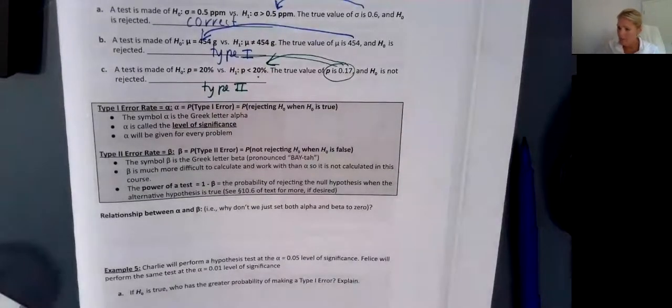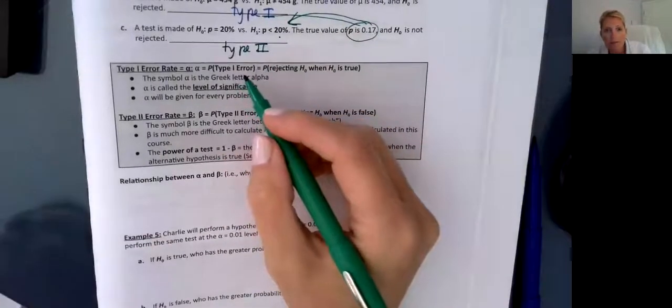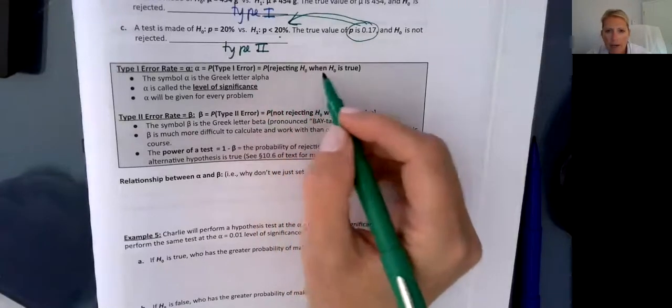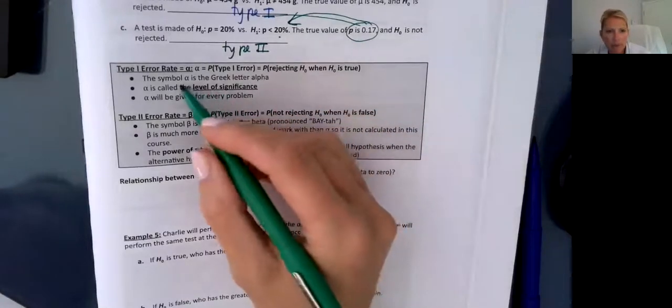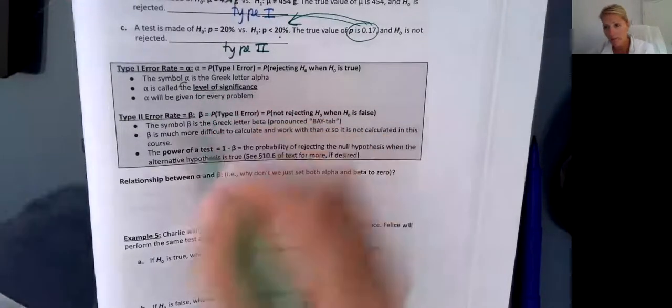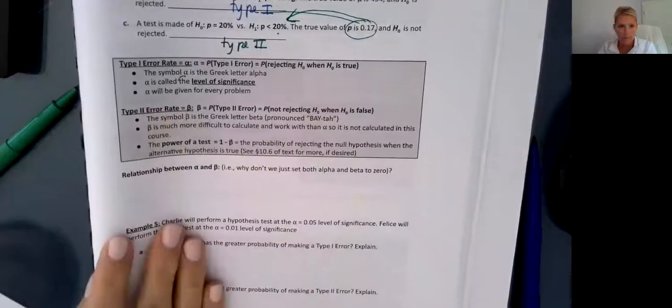So the type 1 error rate is alpha. It's the probability of a type 1 error, which is also the probability of rejecting H0 when H0 is true. The symbol is alpha. We've already talked about that. We also call this our level of significance. We introduced this symbol back in chapter 7 when we were finding probabilities under the curve. And the alpha is going to be given for every problem.